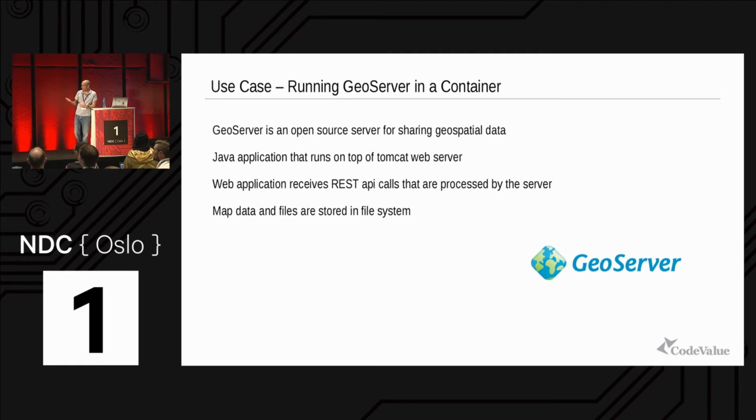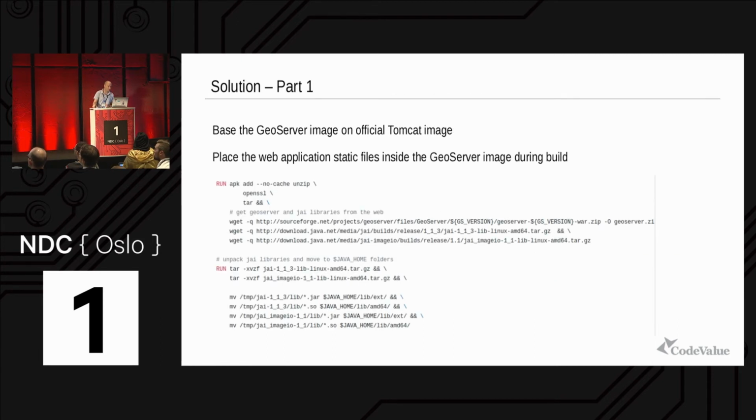Map data, files, stuff like that are all saved and stored in a file system, okay? Some kind of file system. It can be local, it can be remote, but those stores actually reside in a file system. So the solution was actually a two-part solution. The first part was building that GeoServer client, that instance, inside a container.